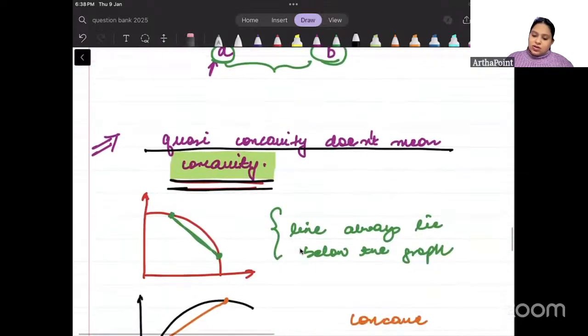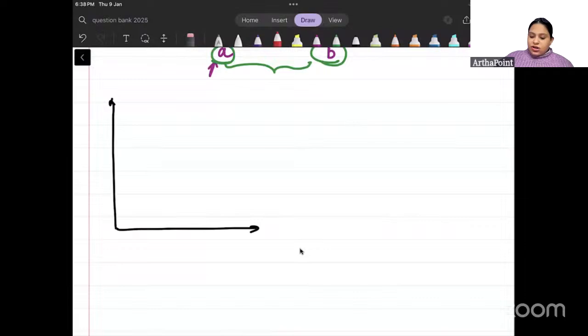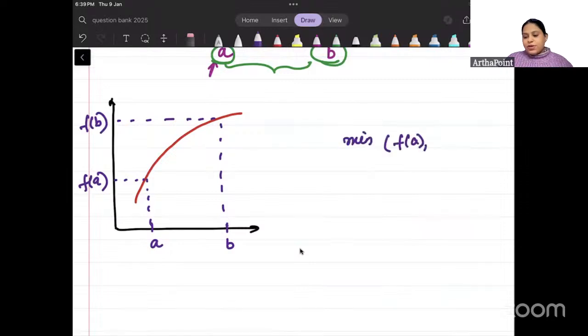How I can prove this thing? Just take this first diagram. Suppose I draw a curve like this. ठीक है? यहां पे मैंने A ले लिया. This is f of A. Here I have taken B. This is f of B. Now just think about it. What is the minimum between f of A and f of B? Clearly f of A. f of A छोटा है, f of B बड़ा है.